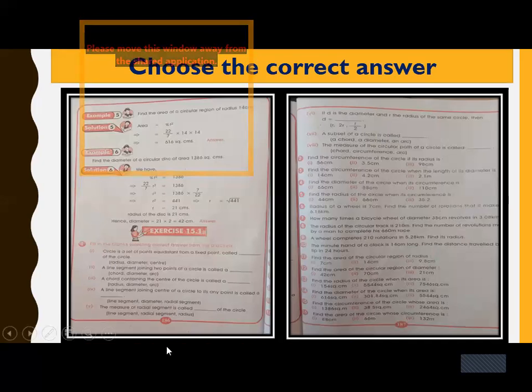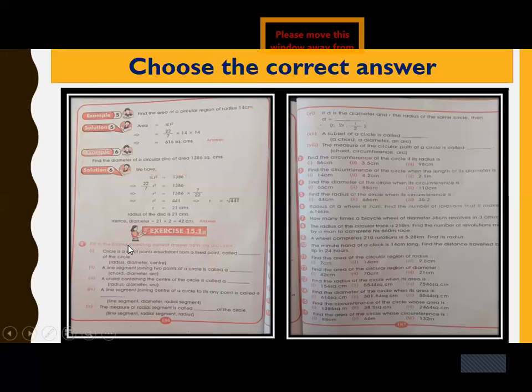Number 1, this is on page number 186. Circle is a set of points equidistant from a fixed point that is called dash. Now look at this question. Choose the correct answer from your book from page 186 carefully and give me the answer. Share the answer with me. At the same time, I'm going to take your attendance.